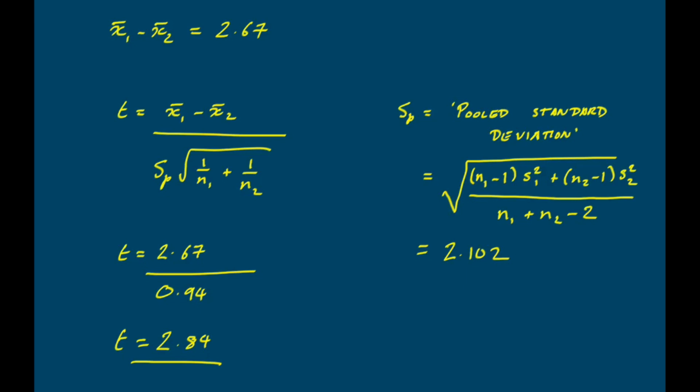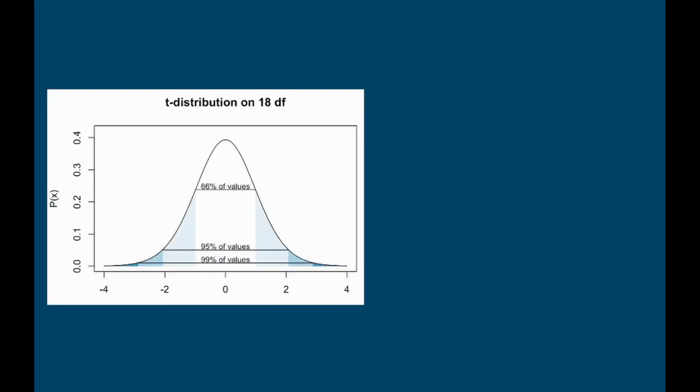We know that were the null hypothesis true, that value would be distributed on a t-distribution, and that would be a t-distribution on 18 degrees of freedom. Once again, it's n1 plus n2 minus 2, and that's because we've estimated two means, so we take 2 off our total sample size to give us the degrees of freedom. So what does a t-distribution on 18 degrees of freedom look like, and where would our t-value go into it?